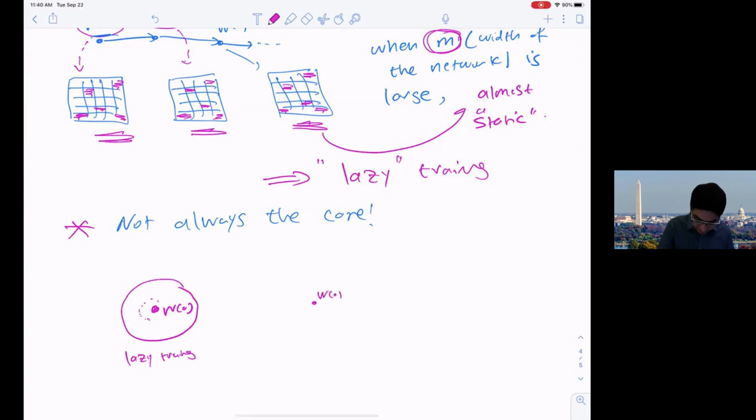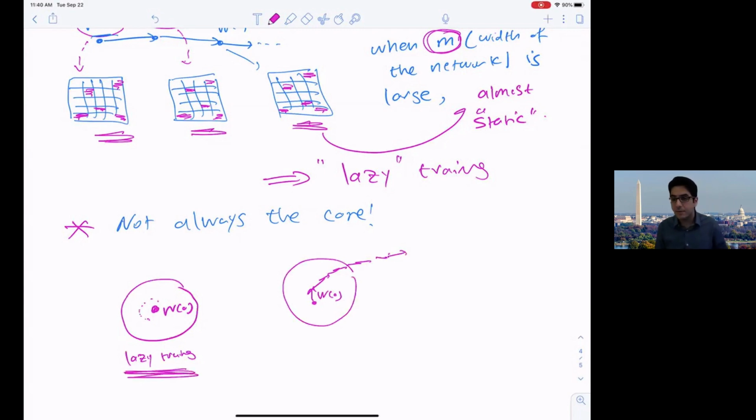In contrast, in adaptive or non-lazy training, your trajectories can be really, really far. They may not remain in a particular ball. We observe this behavior in some deep model training. There's a question of why laziness is a function of M. Hopefully it will be clear later on. Okay, so let me move on.